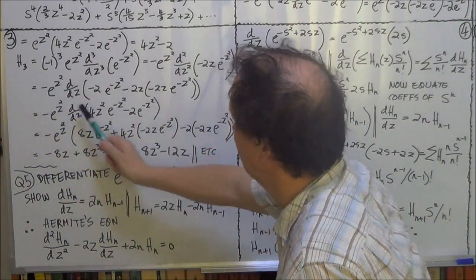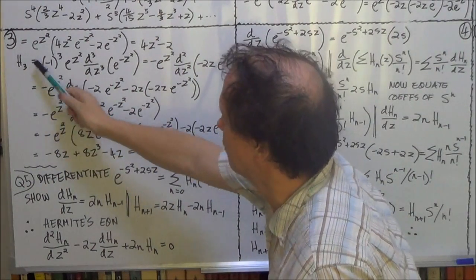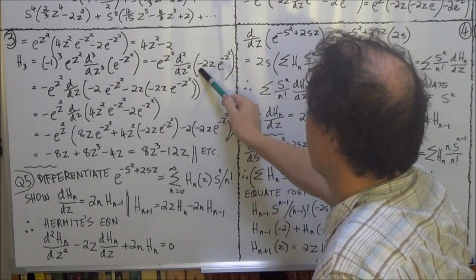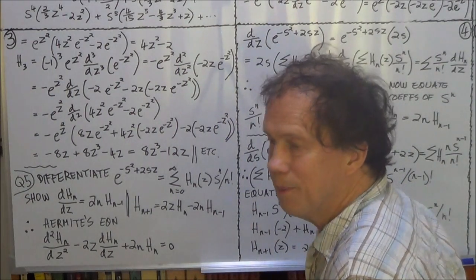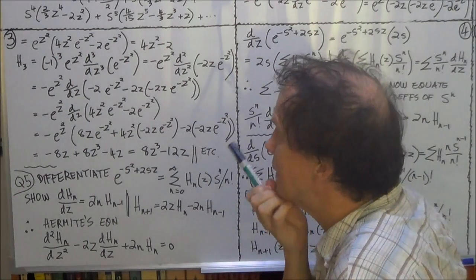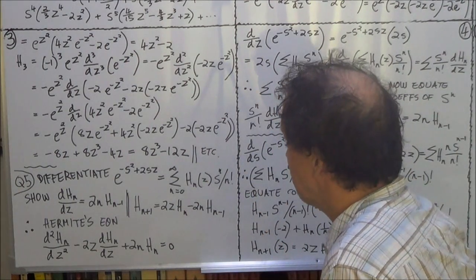If you're going to go to H4, you're going to differentiate 4 times. For H5, you differentiate 5 times. You get this result popping up a lot, so it's a bit tedious. So I'll leave that to you. Okay, well, that's the first question.